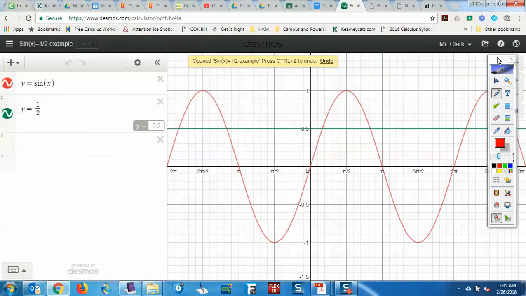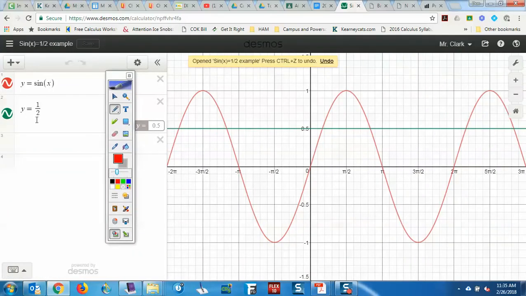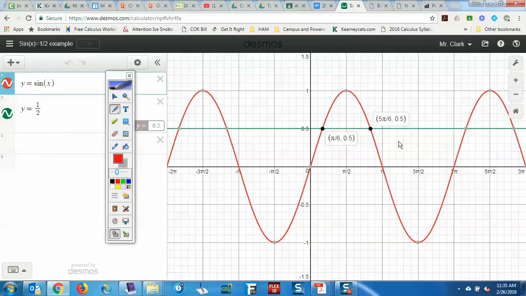Right here. From 0 to 2 pi. Here's sine x, here's a half. Where does sine x equal a half? It's where these two cross. Right there and right there. Now here's 2 pi right here, right? So between 0 and 2 pi, how many times do these two graphs cross? Twice. Pi over 6 and 5 pi over 6. That's why there's 2 answers.